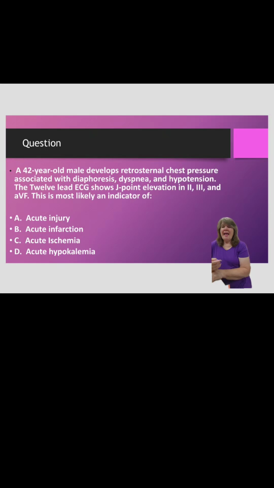Now, the question changes again for the 4th time, and that is, this is most likely an indicator of A, acute injury, B, acute infarction, C, acute ischemia, and D, acute hypokalemia. So again, what the question is asking you is J-point elevation is an indicator of what in the presence of all of this patient's signs and symptoms? Is it injury, infarction, ischemia, or hypokalemia? Take a moment and think about it.